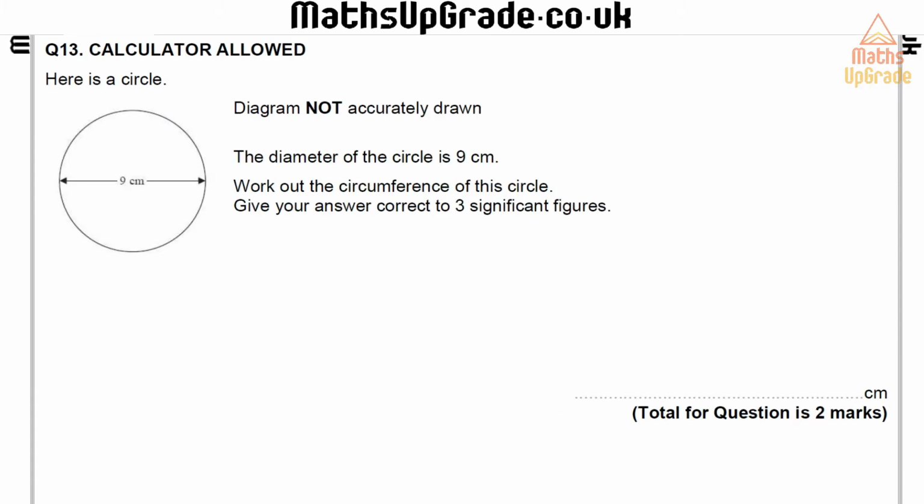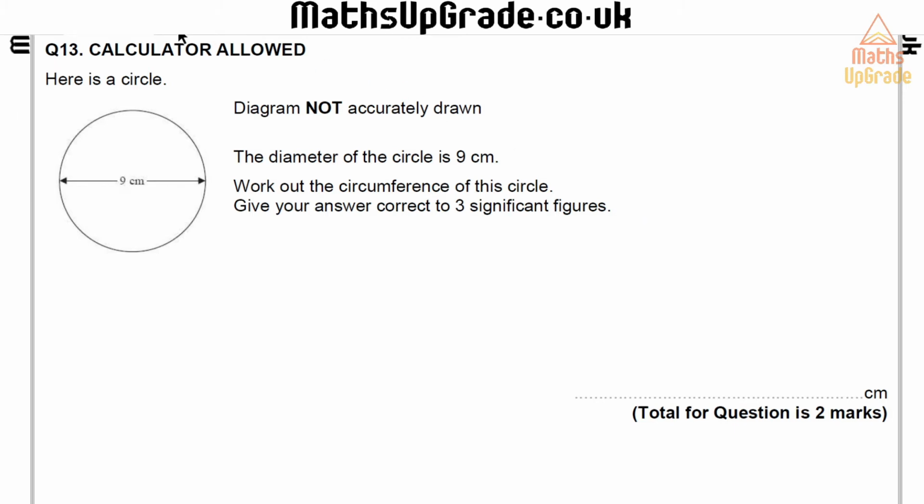Question 13. I'm given a circle. Again, the diagram's not accurately drawn. The diameter is 9 centimeters, so that's a distance from edge to edge straight through the middle. Work out the circumference of the circle. Give your answer to 3 significant figures. So for this question, I'd underline the word diameter, underline 9 centimeters, and underline that word circumference. I'm going to give my answer correct to 3 significant figures.